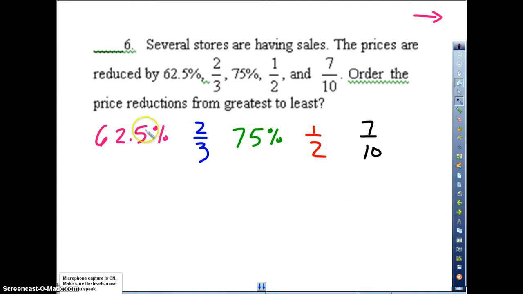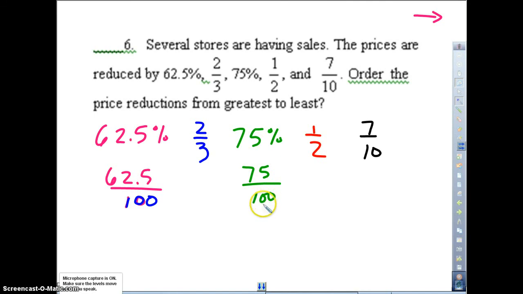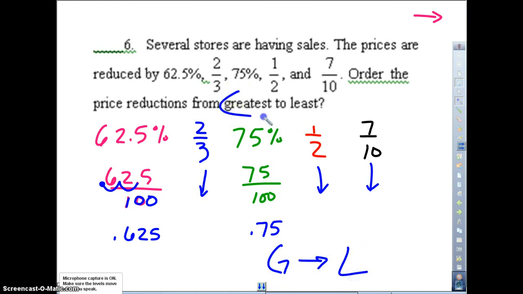Well, the percents, the definition of percent is out of 100. So that means 62.5 divided by 100. This means 75 divided by 100. What does dividing by 100 do to your decimal point? Yeah, it makes it 2 places smaller. 0.625. This is going to become what? Yep. And these ones you should have memorized. Now you're going to order them from what? Greatest to least. That's what it says. All right, not a problem.